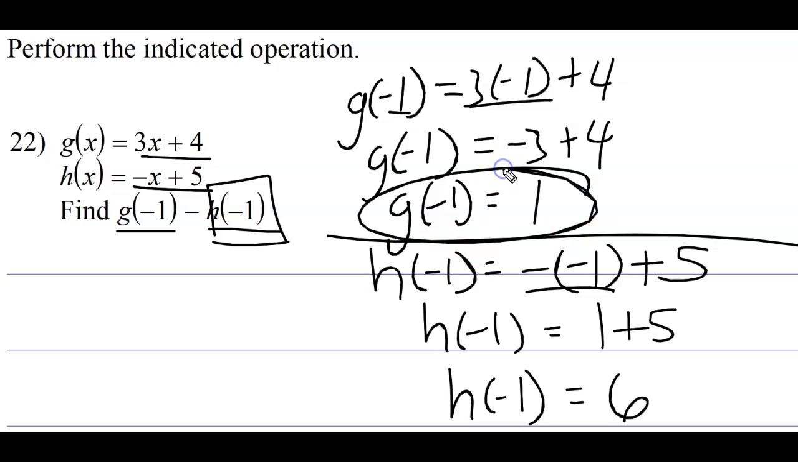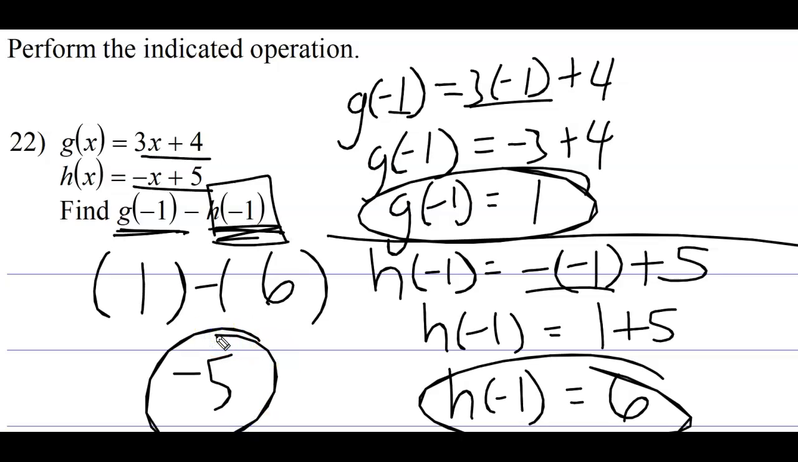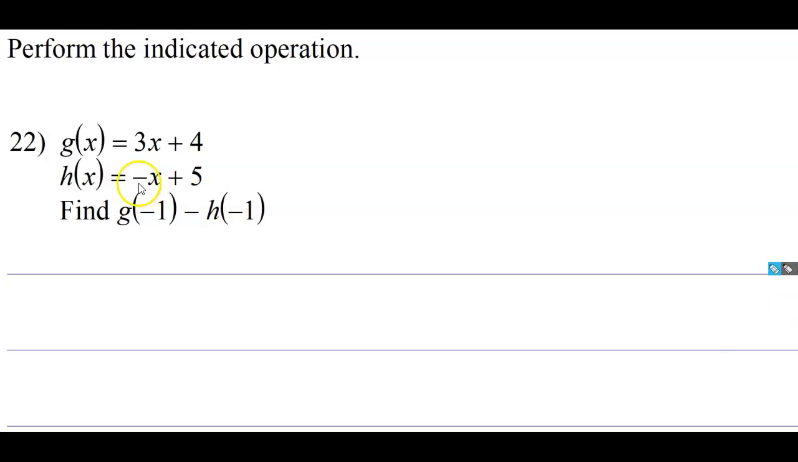So now I know that g of -1 is 1, and I know that h of -1 is 6. So I want to find out what is g of -1 minus h of -1. We just did a whole bunch of math, and we proved that g of -1 is 1, and that h of -1 is 6. So if we go ahead and subtract those now, we're left with -5 as our final answer. So in the cases where you have numbers in here, you have to plug them in first before you do the operation.